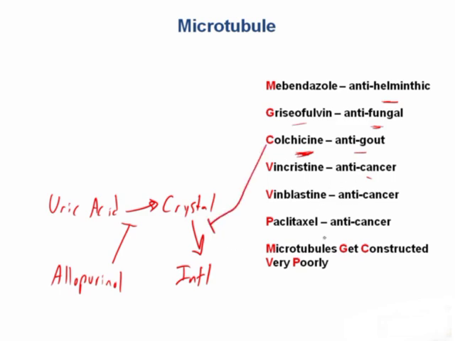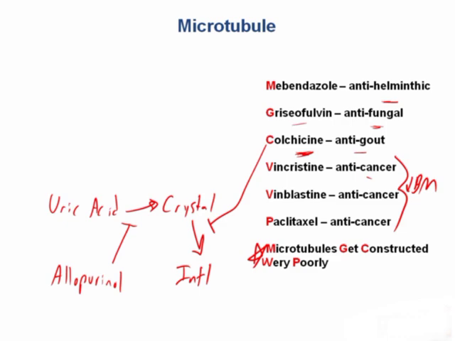Now for these chemo drugs, you learn more about these in the Hem/Onc chapter, but what do you think might be an important adverse effect of inhibiting microtubules with vincristine, vinblastine, or paclitaxel? These drugs can cause bone marrow suppression, since again we're preventing cell division. And like it says in your book, you can remember these with a mnemonic: microtubules get constructed very poorly.